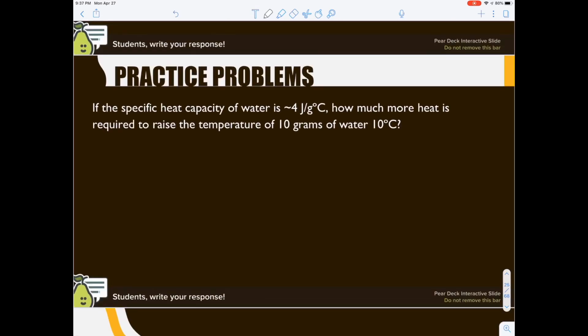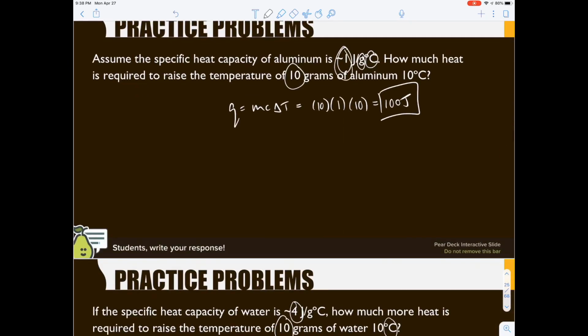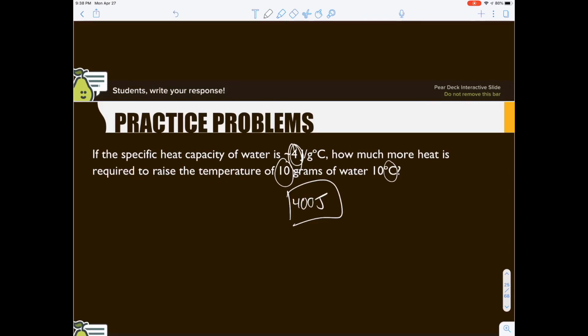Okay, last question. The specific heat capacity of water is 4. How much heat is required to raise the temperature of 10 grams of water 10 degrees Celsius? Every gram requires 4 joules for every degree. So if we have 10 grams and we're going 10 degrees, we multiply by 10 twice. We get 400 joules, which makes sense that it's 4 times as much as this, because the specific heat of aluminum is 1/4 the specific heat of water.